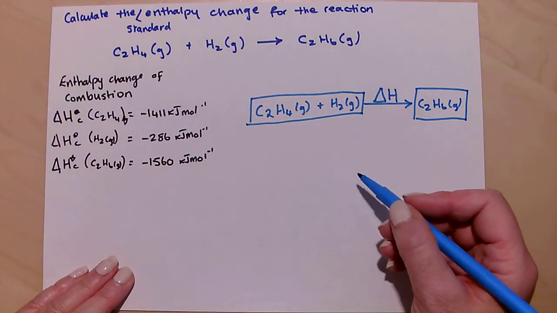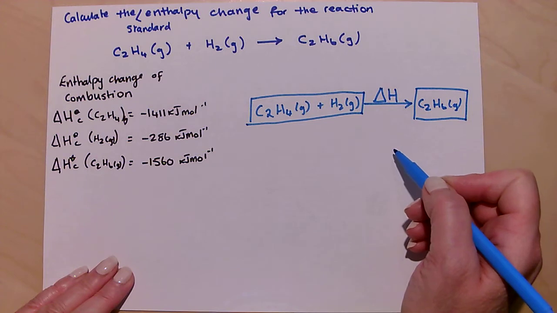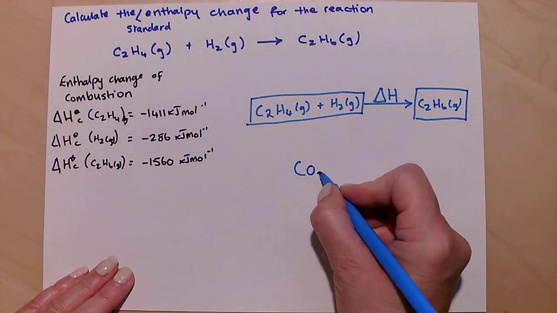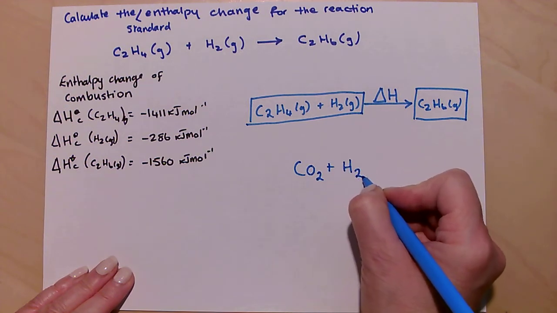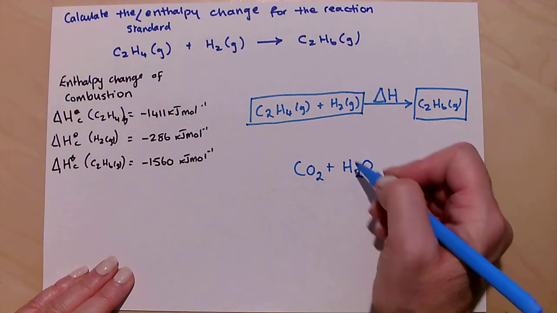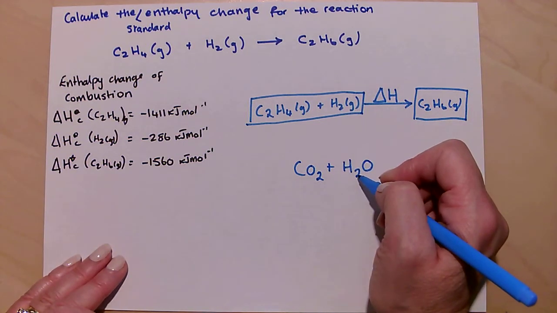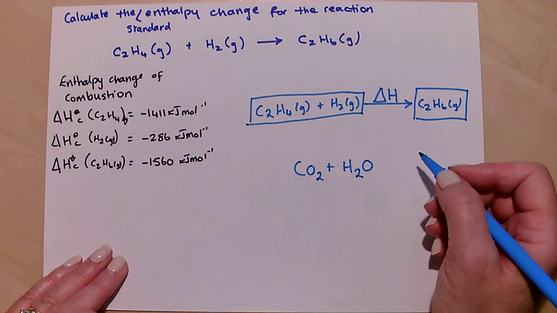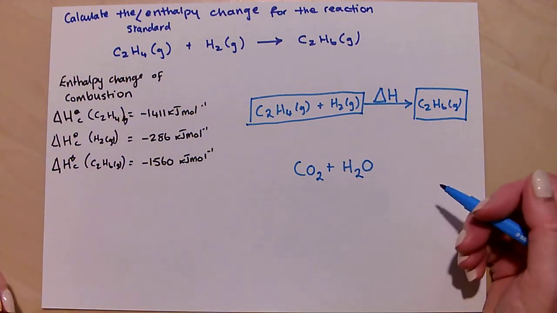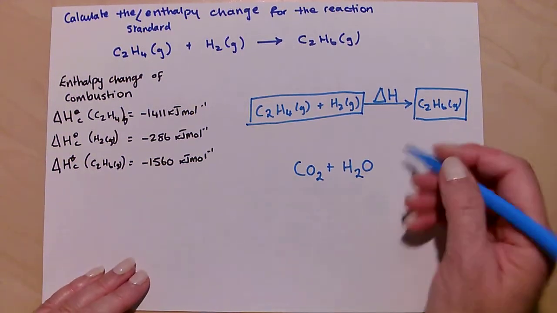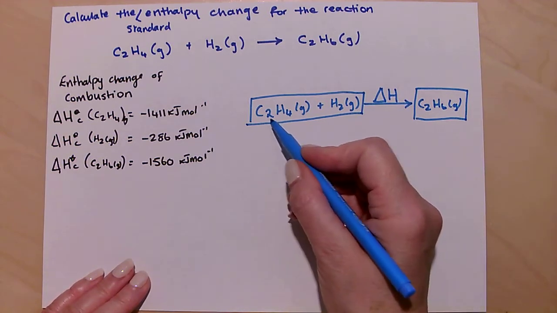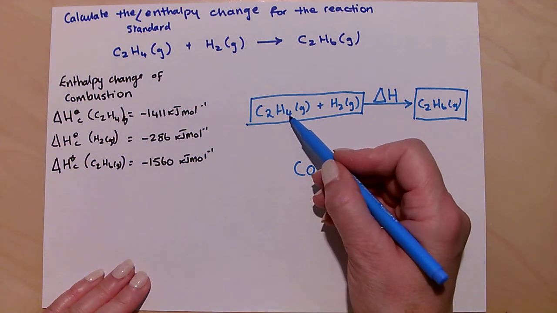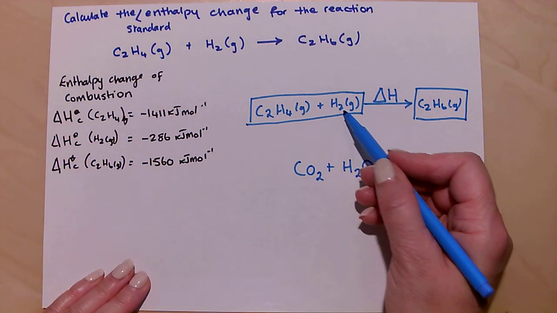Now we're given combustion data, so basically if these are burnt, what will they form? When ethene is burnt, it's going to make carbon dioxide and water. When hydrogen is burnt in oxygen, it's going to give us water. When ethane is burnt, it's going to give us carbon dioxide and water. You can balance this up. I don't tend to balance this up, but you can. So if this were to burn, we would get 2 moles of carbon dioxide and 2 moles of water. If this burnt, it would give us 1 mole of water.